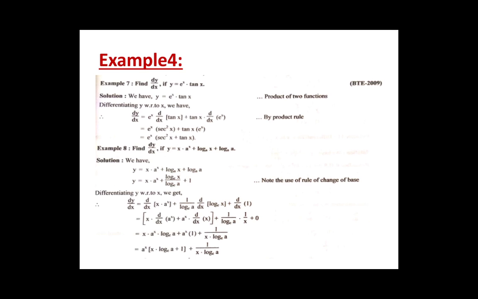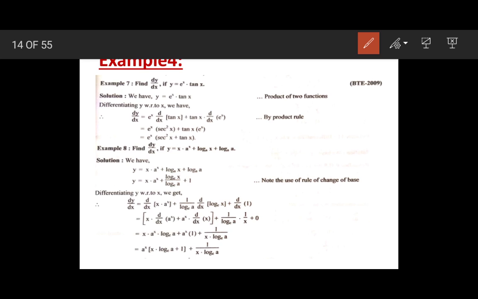Now see the fourth example. y is given as e raised to x into tan x. Okay, so y is equal to e raised to x into tan x. Again u into v rule. So e raised to x into derivative of tan x plus tan x into derivative of e raised to x. So e raised to x as it is, derivative of tan x is sec square x. Then tan x as it is, derivative of e raised to x is e raised to x. So it will be e raised to x into sec square x plus tan x.